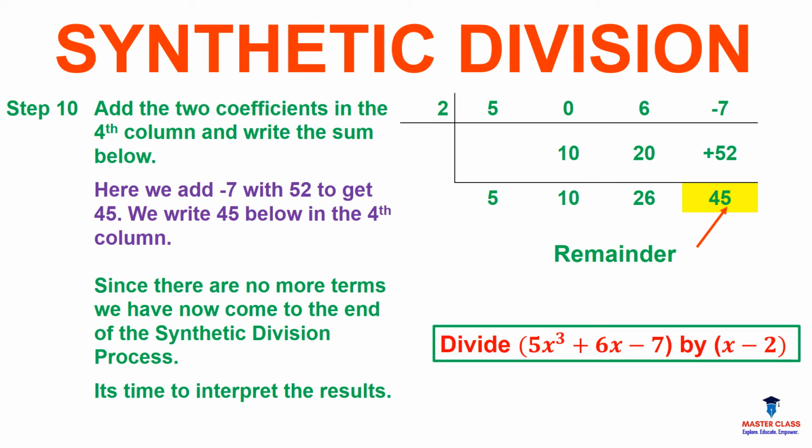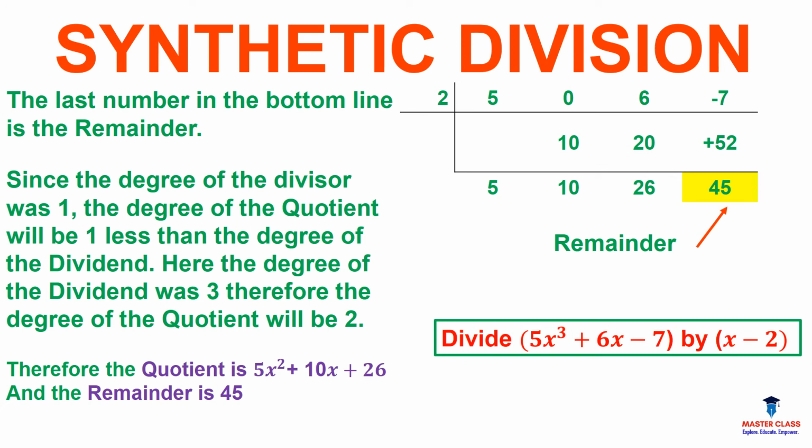It's time to interpret the result. The last number on the bottom line is the remainder. The other numbers on the bottom line are the coefficient form of the quotient. Since the degree of the divisor was 1, the degree of the quotient will be 1 less than the degree of the dividend. Here the degree of the dividend was 3, therefore the degree of the quotient will be 2. Therefore the quotient is 5x squared plus 10x plus 26, and the remainder is 45.